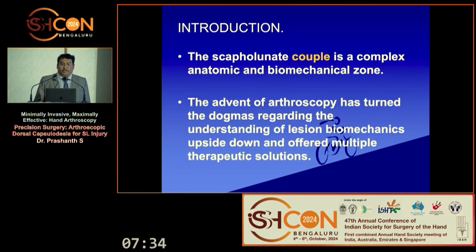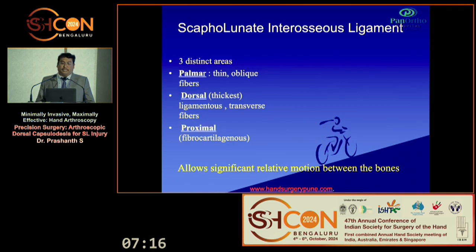Of course, we have a thorough understanding of the anatomy and biomechanics, which we covered in the morning. So the scapholunate couple is a complex anatomic and biomechanical zone. Yes, of course, the advent of arthroscopy has turned the dogmas regarding the understanding of the lesion as well as the biomechanics upside down, and there are alternative methods that we can propose for this. We'll do a little bit of the anatomy.